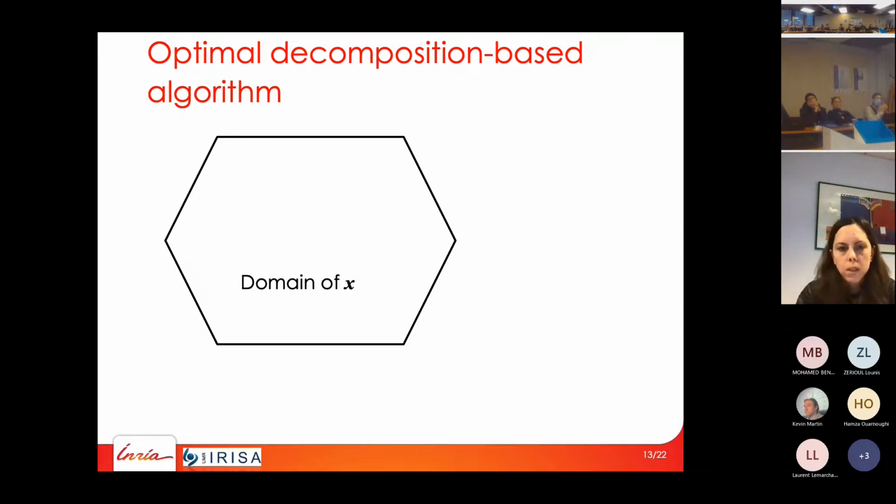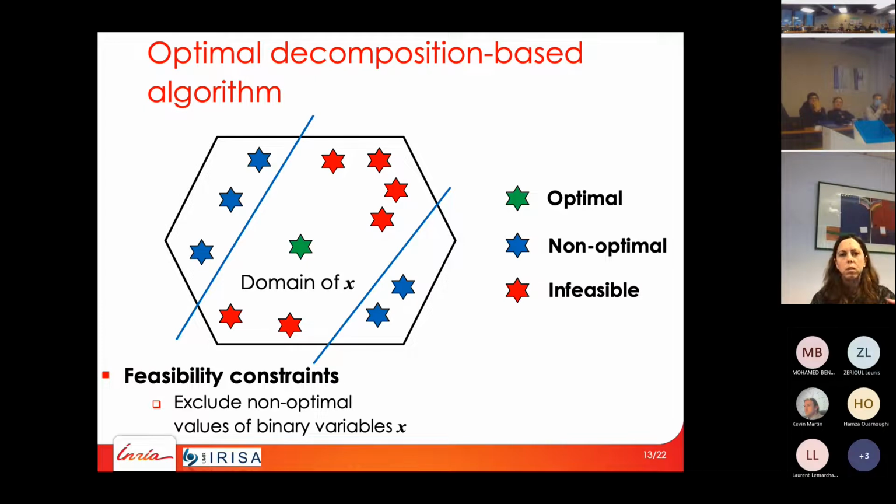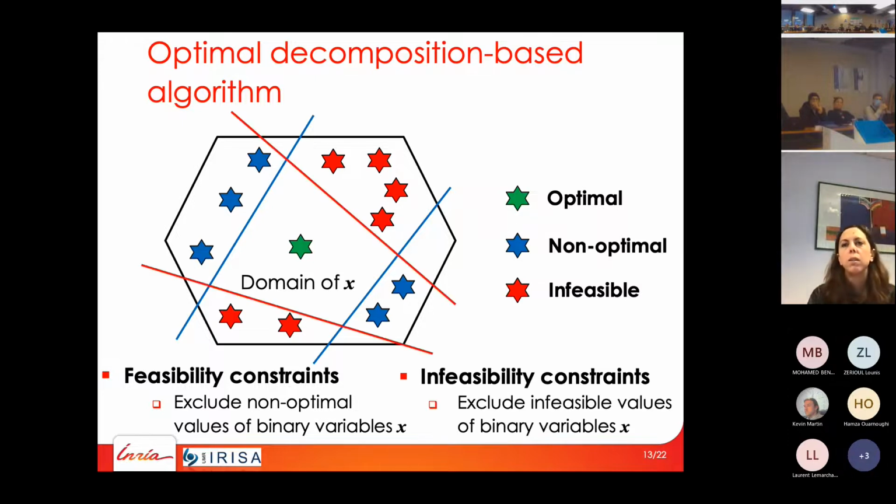So to give a bit more insight on these additional constraints inserted due to the solution of the slave problem. If this polytope here shows the domain of the binary variables x, the values that we can have are three. So it's the optimal, the non-optimal, and the infeasible ones. So by adding these feasibility constraints, actually what we are doing, we are excluding the non-optimal values for the variables x. And by adding the infeasibility constraints, we are excluding the infeasible values of the binary variable x.